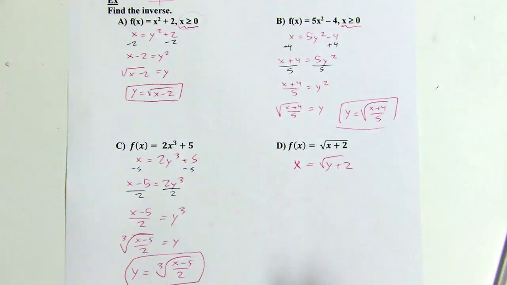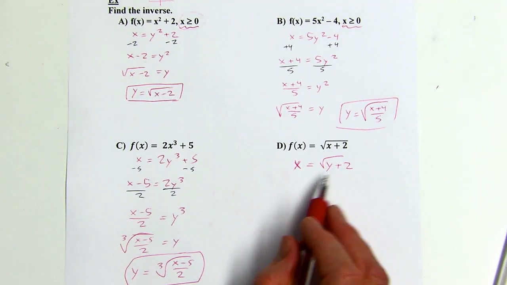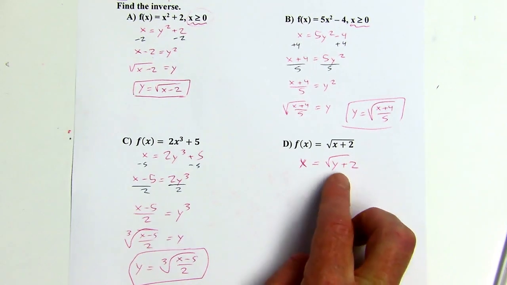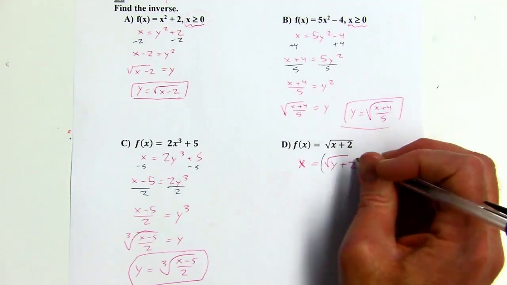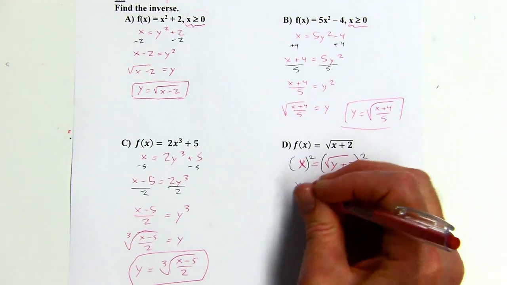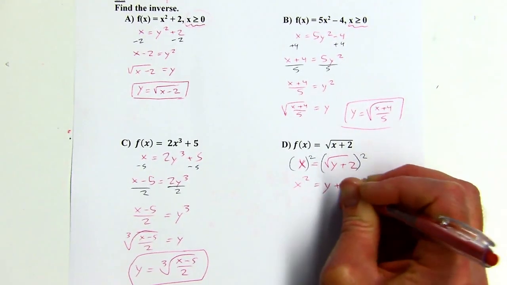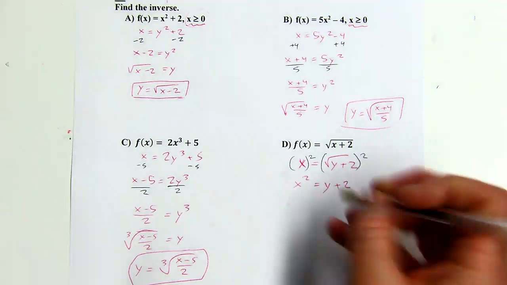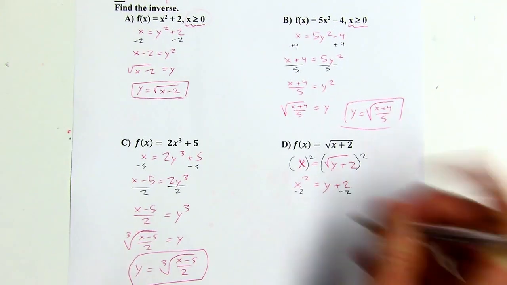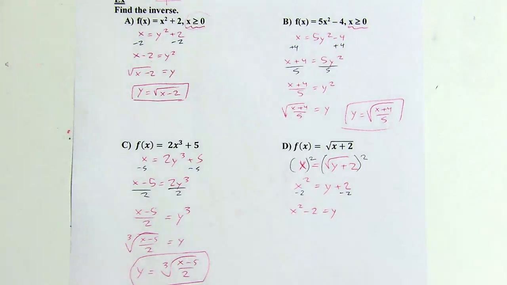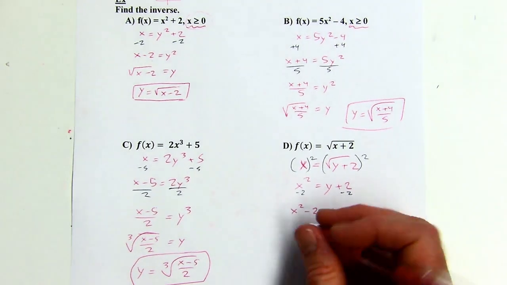Now this time I'll need to square the equation. I'm trying to isolate the y. So first I want to square both sides of the equation. And now I'll have x squared equals y plus 2. And then I'll subtract 2 from both sides. So now x squared minus 2 is going to equal y. And I'll flip this around.